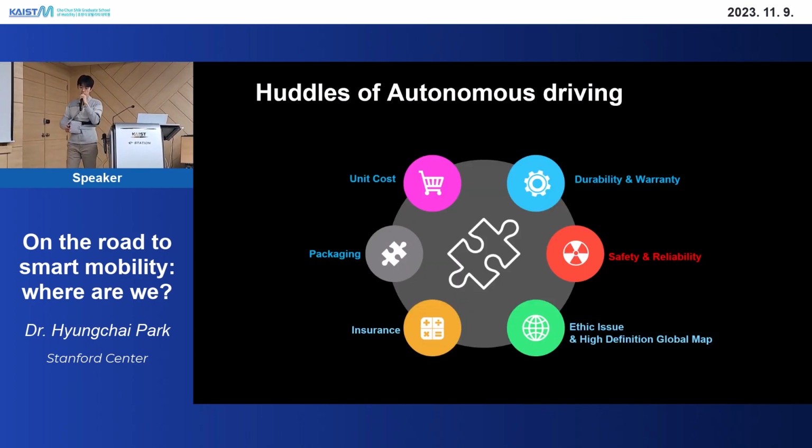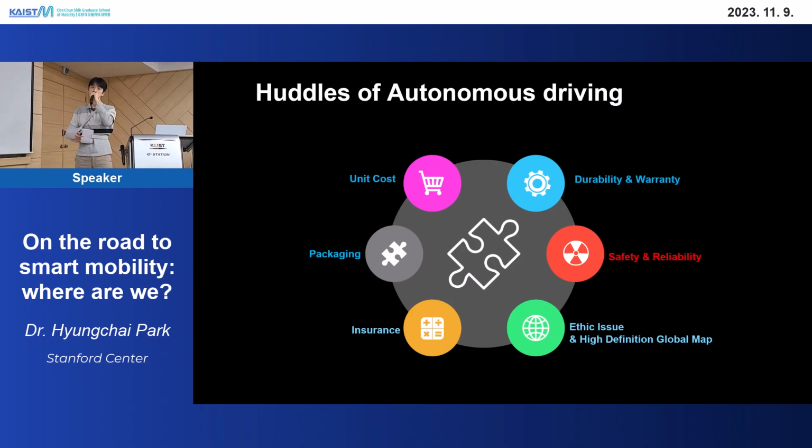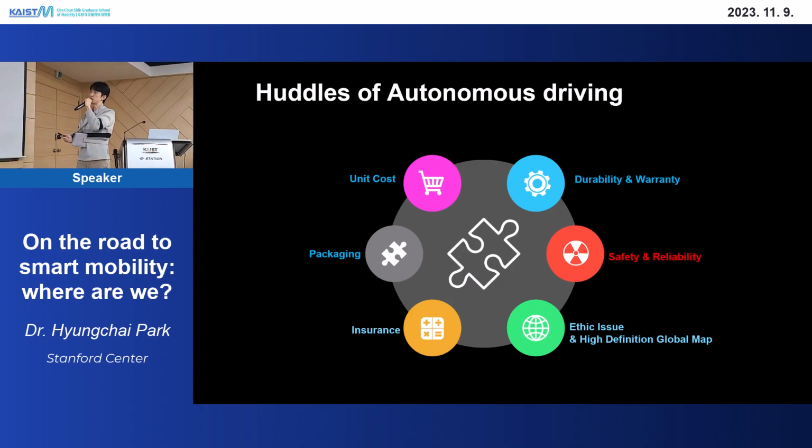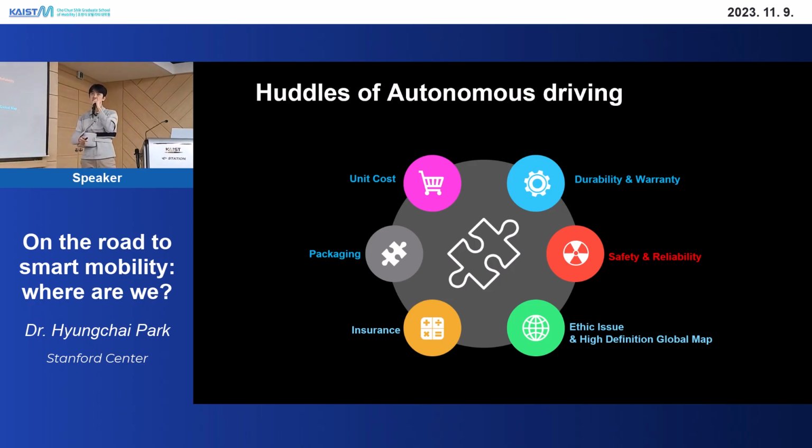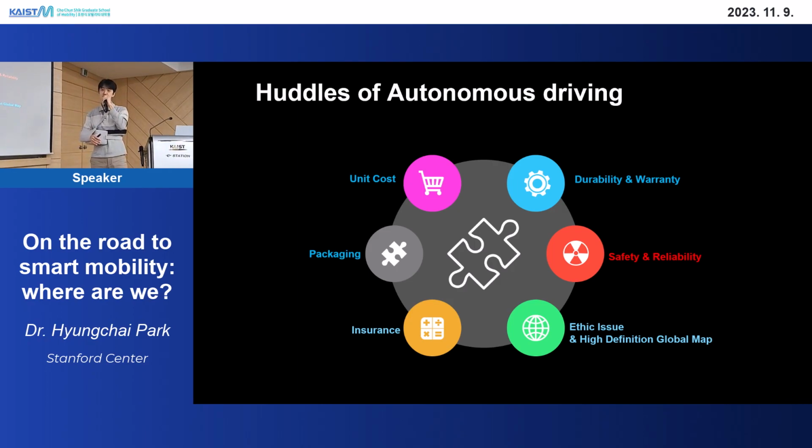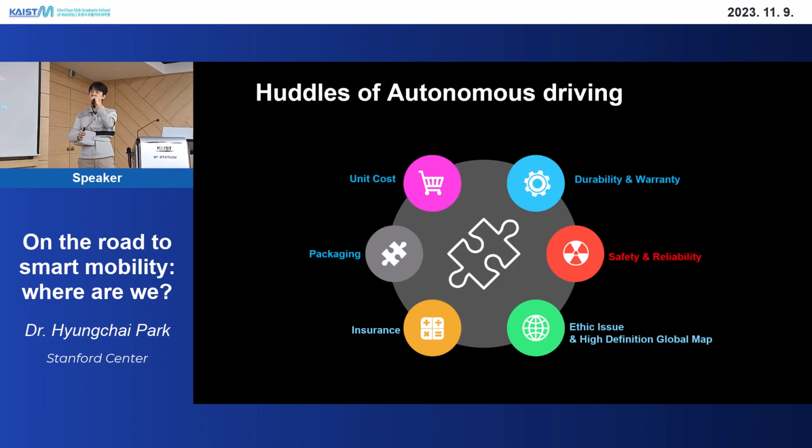Let's think about what kinds of hurdles autonomous driving has. The first is unit cost. It's just an example, but if your Elantra has the autonomous driving technologies, and the price of that car is about 100 million won, which is 1억, I'm not going to buy it.